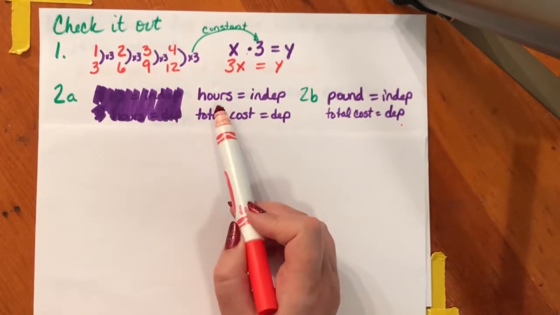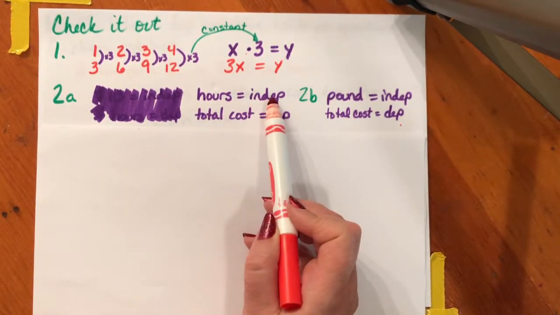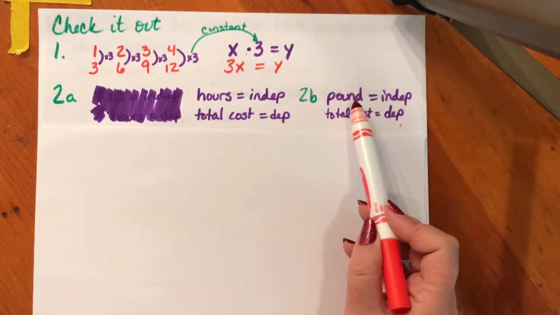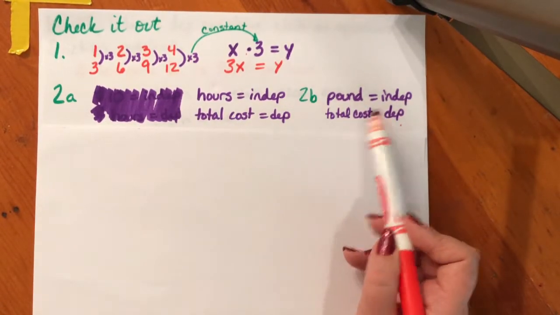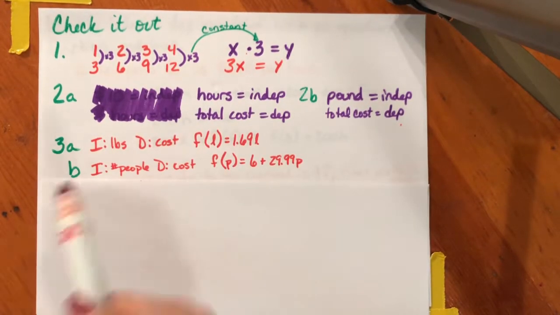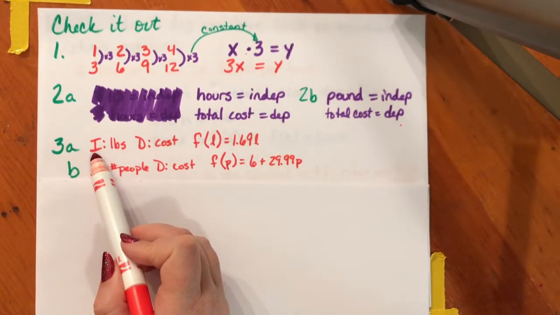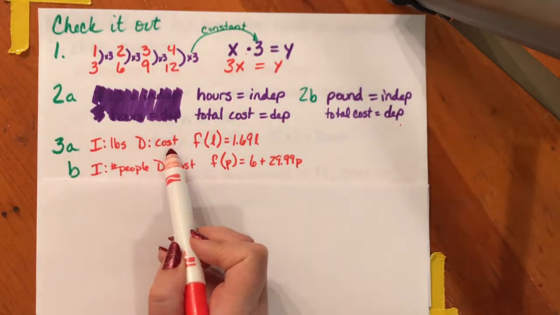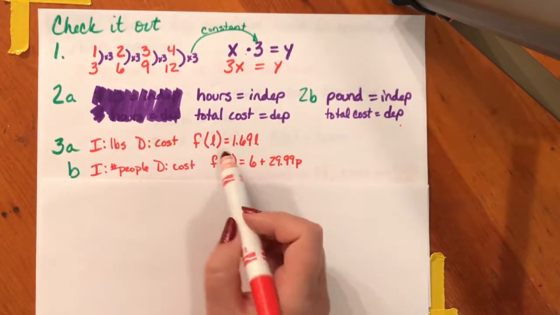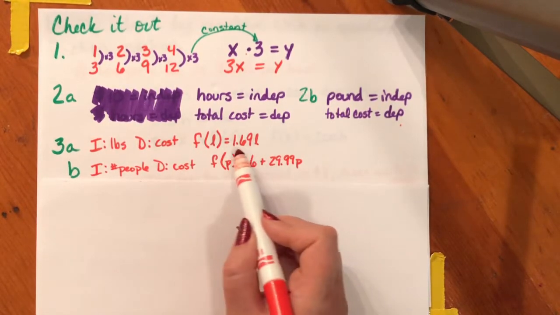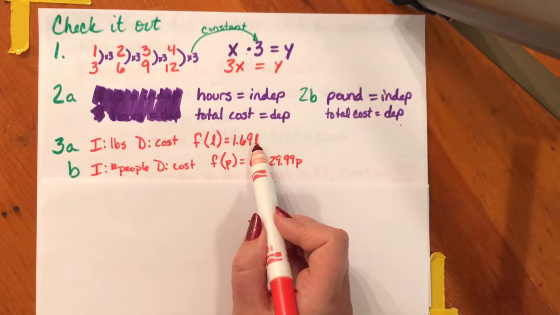So 2a gives us hours as the independent variable and the total cost as the dependent variable. 2b is the number of pounds as the independent variable and the total cost as the dependent variable. In 3a, the independent variable is the number of pounds, the dependent variable is the total cost, and our equation is f of L, or whatever variable you choose, is 1.69 times L.